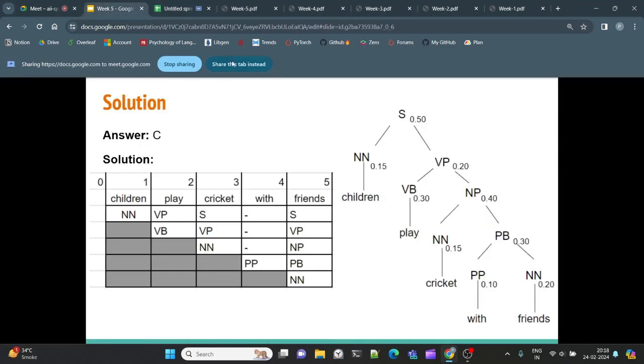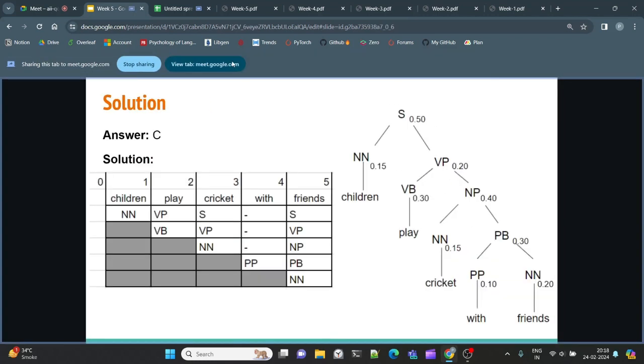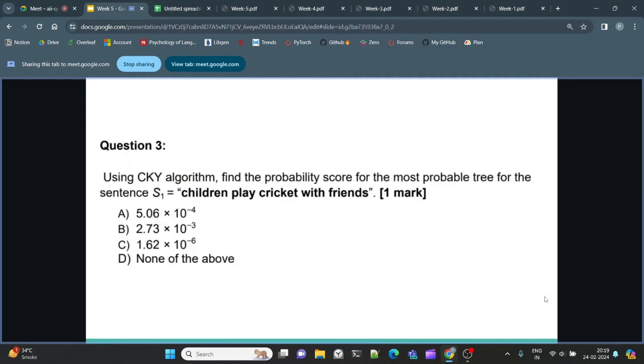One thing that I did a mistake was I was explaining the slide, but I did not share it. So this is the final parse tree that we obtained on the basis of the CKY algorithm. We simply draw the parse tree and plug in the probability values corresponding to each of the production rules. Then all we need to do is simply multiply these values. These are the probability values. We simply multiply them, and that would give us the probability of the sentence. That would be the answer in this case, 1.62 into 10 to the power minus 6.